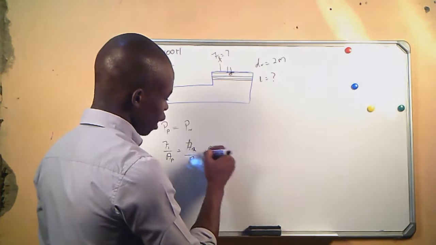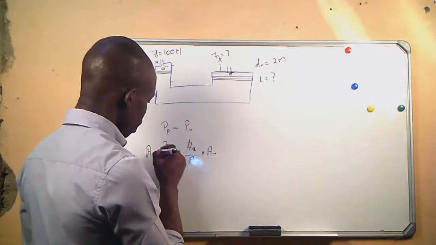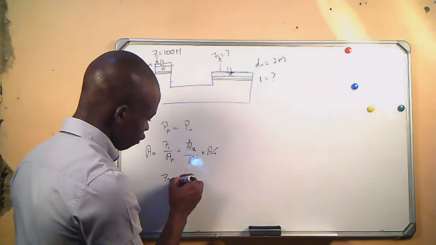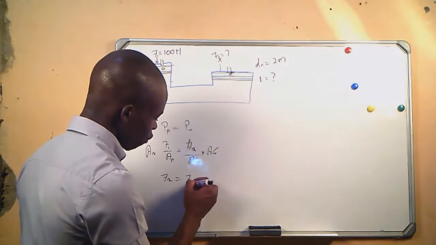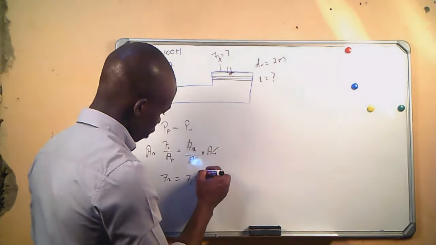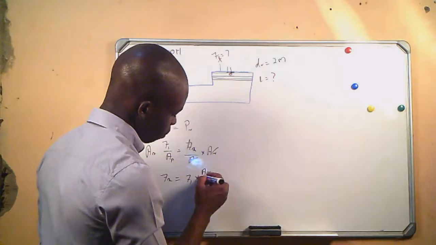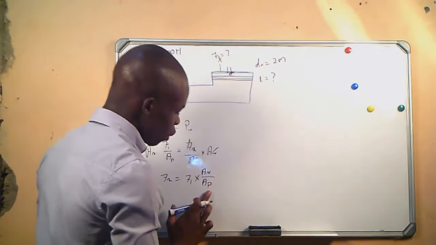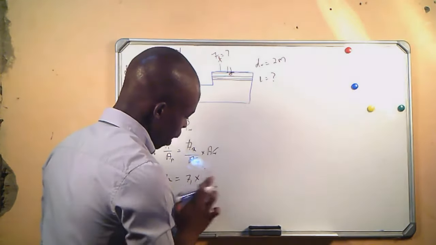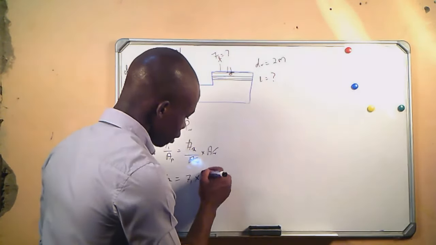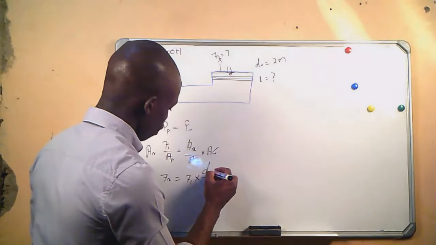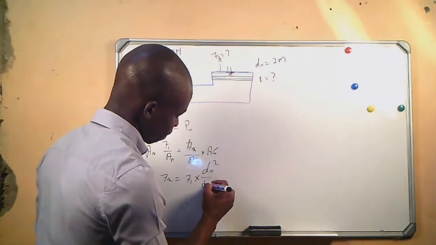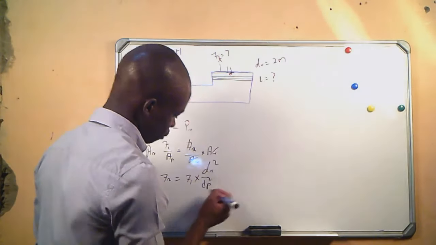We'll multiply both sides by AR. This and this will cancel out. Then we're left with F2 equals F1 times the area of the ram divided by the area of the plunger. We already know that we can replace these two by the diameter of the ram squared and the diameter of the plunger squared.